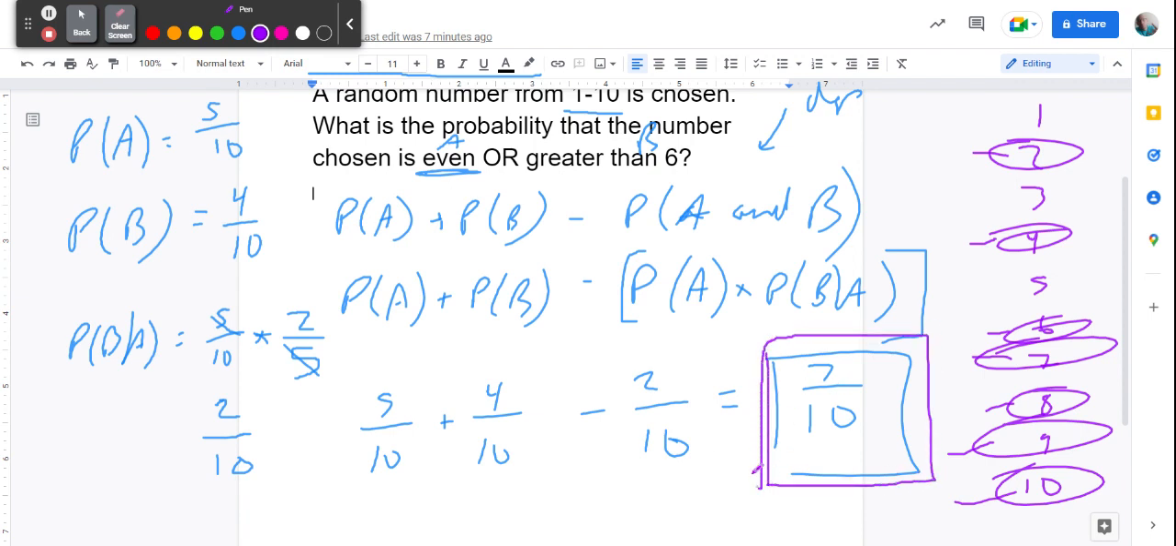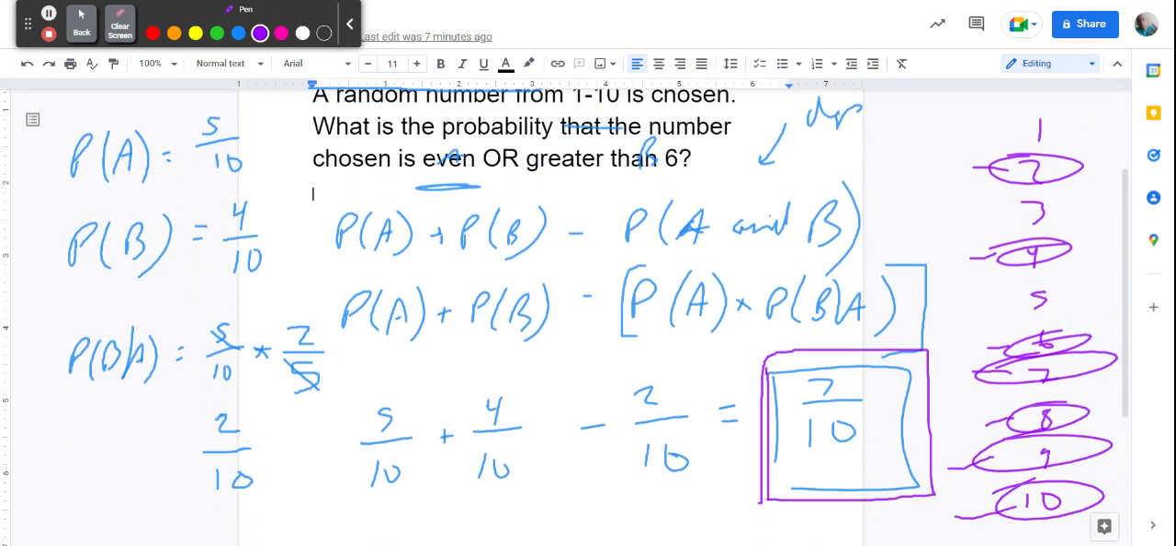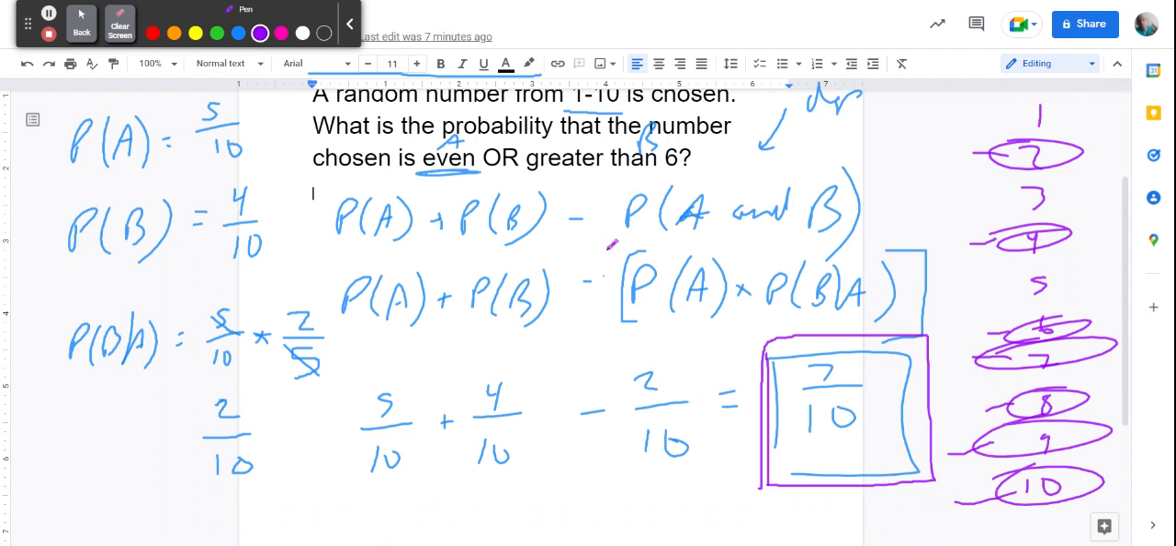That's a nice, easy little example if we have a dependent probability using the word or. So there's a couple of problems in our notes that look like that, and that's how it is going to set up. We'll talk about it if we need to, and your discussion question is going to look like this as well.